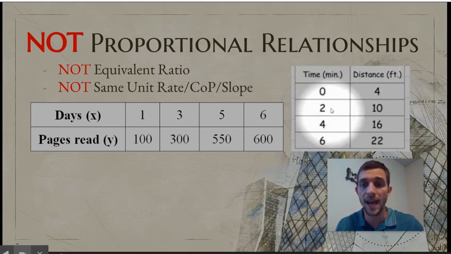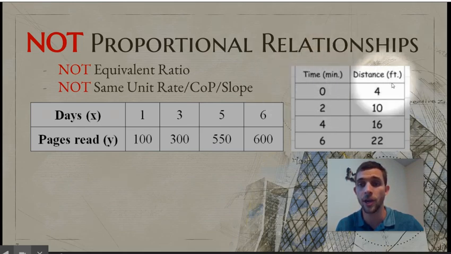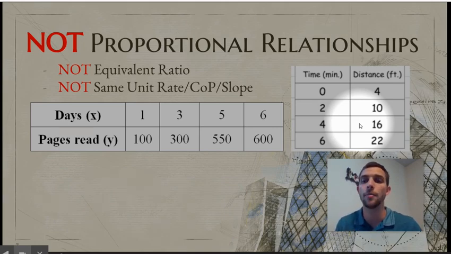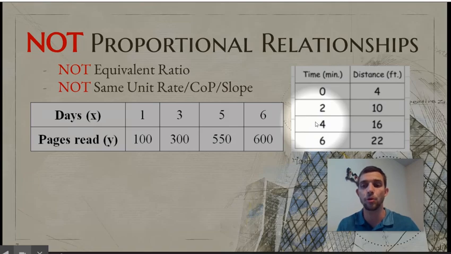In this one, we have distance and time. If I have not gone anywhere, then I'm still at the same place. Then if I take 10 divided by 2, because distance divided by time is speed, 10 divided by 2 gives me 5 feet per 1 minute, or 5 feet per minute. If I take 16 divided by 4, that gives me 4 feet per minute. Those are not the same. This was 5, that was 4. And so this is not proportional.